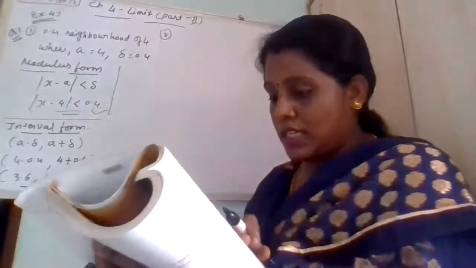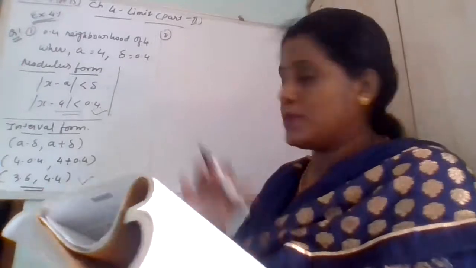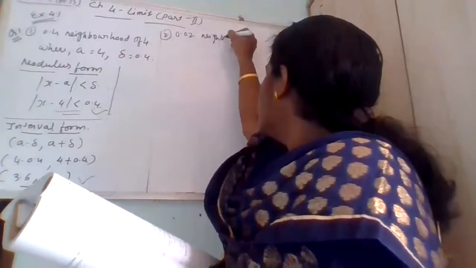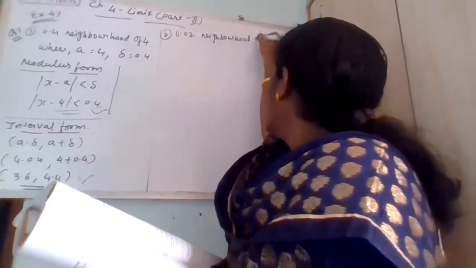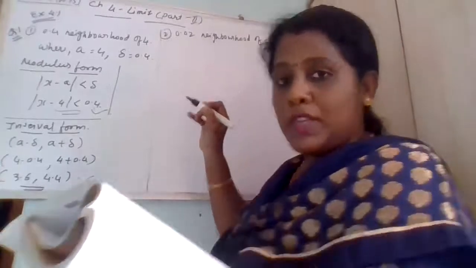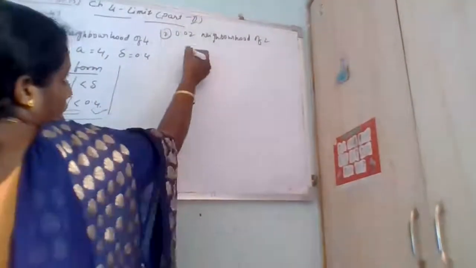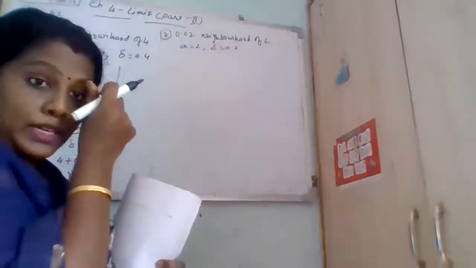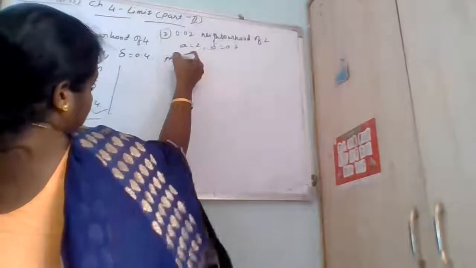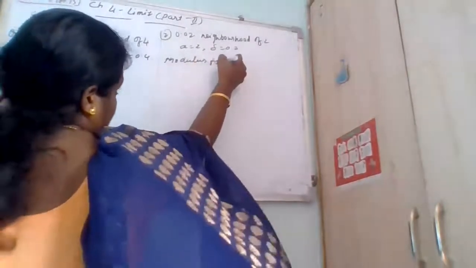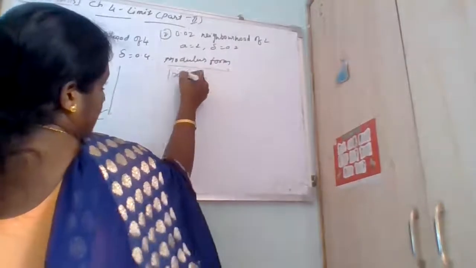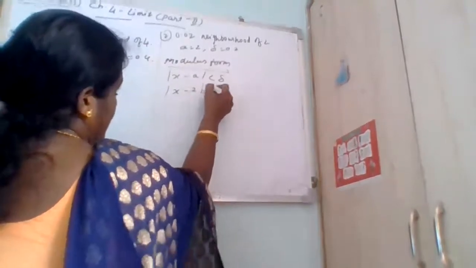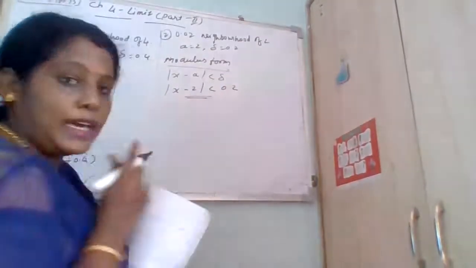The second question is 0.2 neighborhood of 2, where a equals 2 and delta equals 0.2. Right? So, modulus form is modulus of x minus a less than delta, that is modulus of x minus 2 less than 0.2. So, this is the answer of the modulus form.